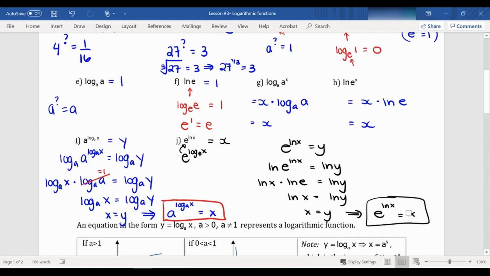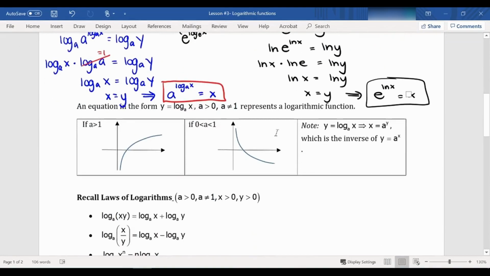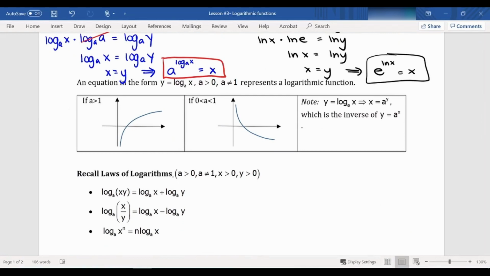Okay. So just a refresher about what these graphs look like. If you have an a value bigger than 1, your graph looks like this. You have an asymptote on the y-axis, and your intercept here is (1, 0). If you have an a value between 0 and 1, you also have an asymptote on the y-axis, and your intercept is still (1, 0). And the same correspondence between your log and your exponent as we wrote above. And we know that the logarithm is the inverse of the exponential function.